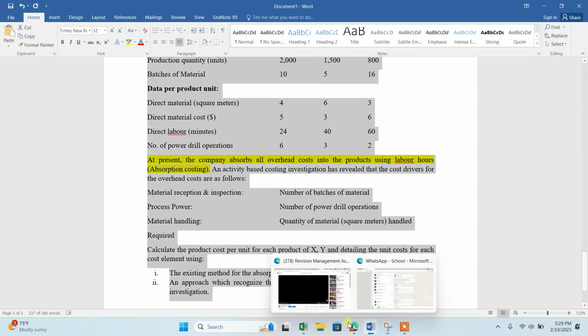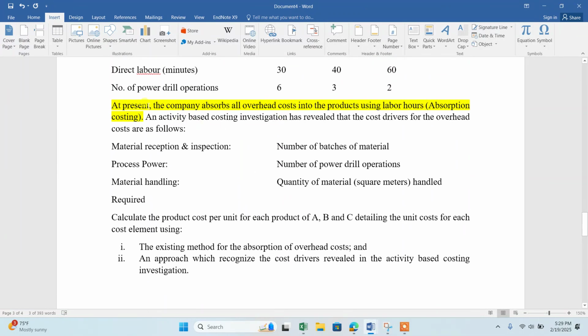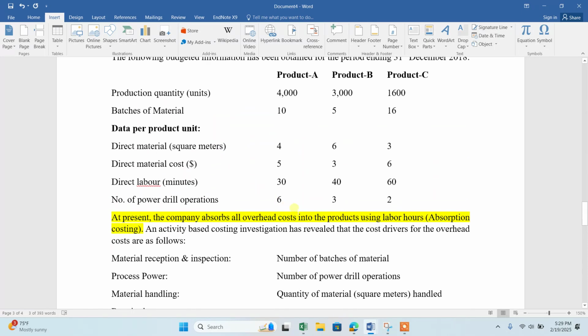If you can see that, at present the company absorbed all overhead cost into the products using labor hours. Okay, they are using the labor hours as an activity or as a base to divide this cost.